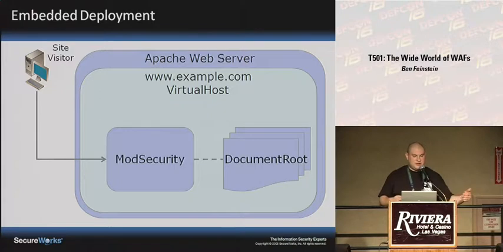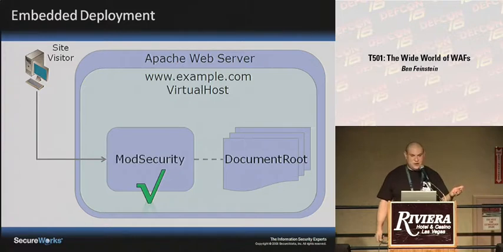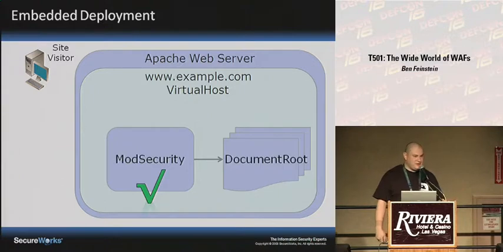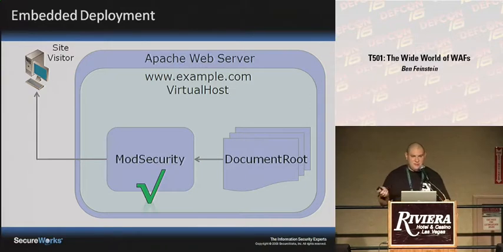So a site visitor hits your Apache server. Mod security receives the request. It processes the request, and it says, okay, this request looks good to me. After it processes it, it says the request is good, it passes it through to the document root. Apache processes the document root, returns a response through mod security back to the site visitor. That's a very, very standard embedded Apache module scenario.